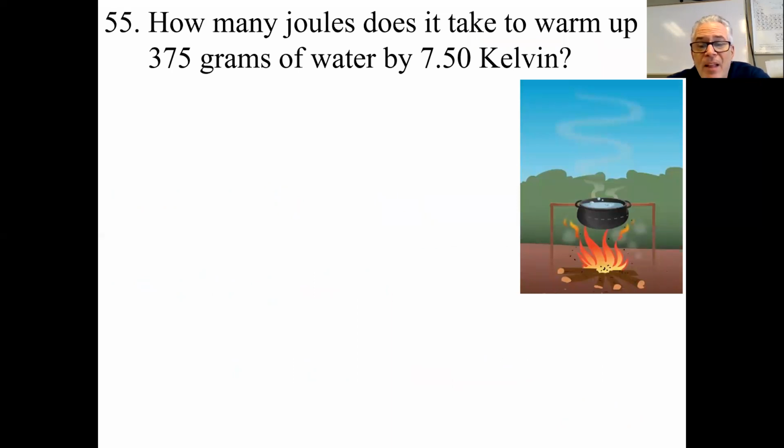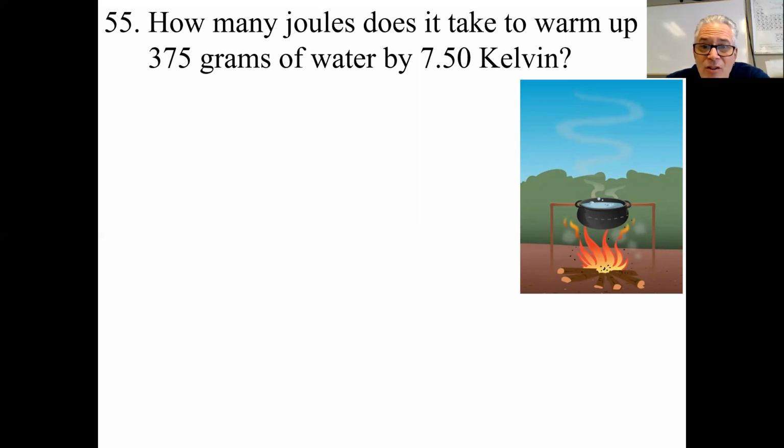All right. This is a different problem. Look, there's a campfire. Maybe Thomas Buckholz is putting a can of pork and beans that he didn't open in that fire. All right, how many joules does it take to warm up 375 grams of water by 7.5 Kelvin? Now, this is a different problem. This is going to have a change in temperature. It's liquid water, and we're heating it up by a certain number of Kelvin, 7.5 Kelvin. To do this problem, we have to use a different formula.